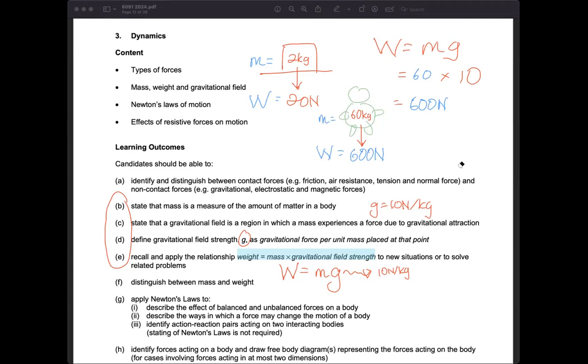Okay, so let me continue explaining. Mass is the measure of the amount of matter in the body. That is mass. Clear? Then what is weight? Weight is a gravitational force. Clear so far?